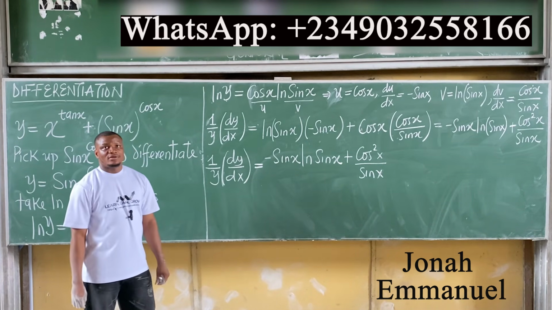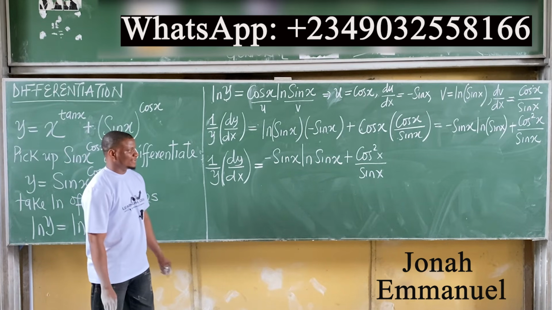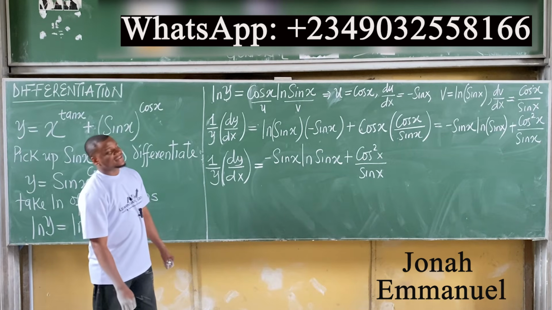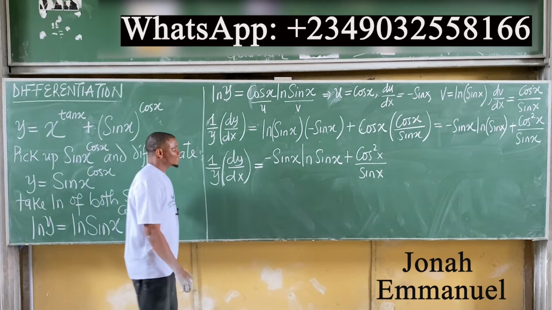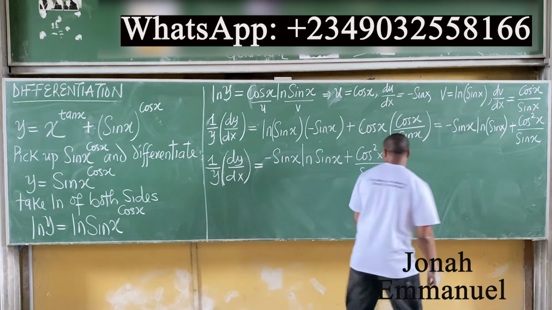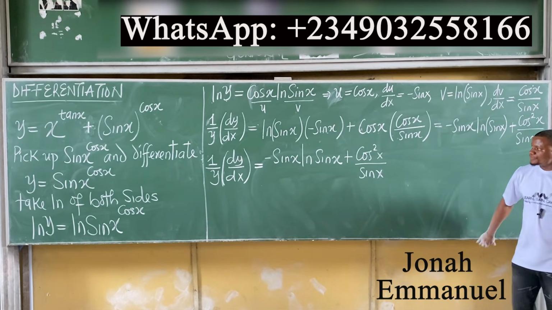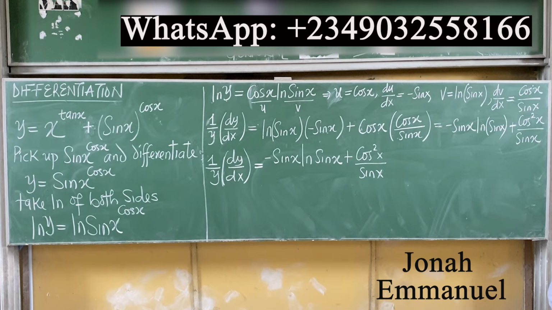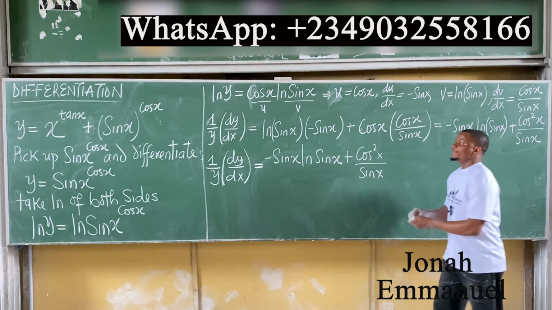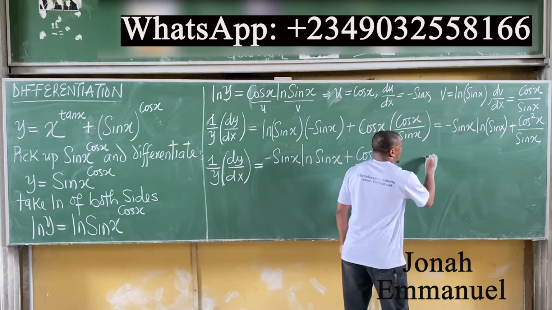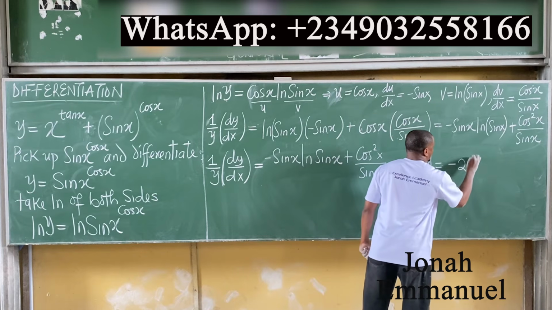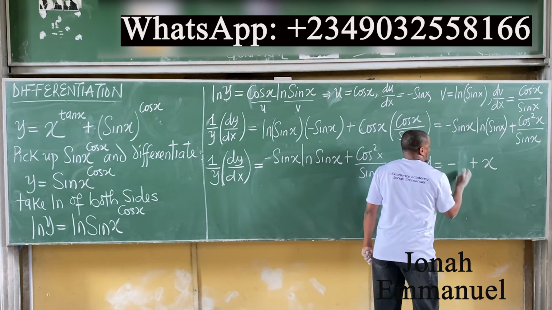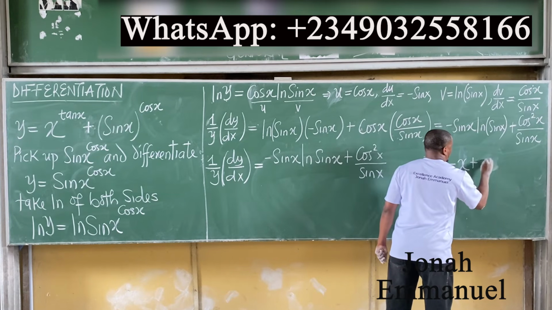Now, let me do something here to save me the stress of overwriting. Listen, I want to do something here. If you have y is equal to minus 2 plus x, for instance, okay, fine, minus x plus 2, for instance.